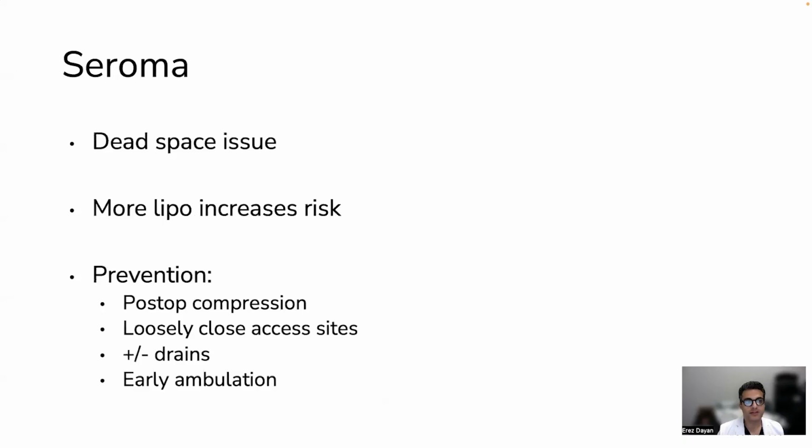Seromas happen because you remove fat and then there's a dead space between the skin and the fascia. The more liposuction you do, the more likely this is to happen. And energy-based devices can actually increase the risk of seroma, like ultrasound liposuction. You want to use compression. Like I said, use one suture for the access site to allow it to drain. And then if there's a real risk for seromas with a lot of liposuction, you can use a Penrose drain or a JP drain to adequately drain the areas.